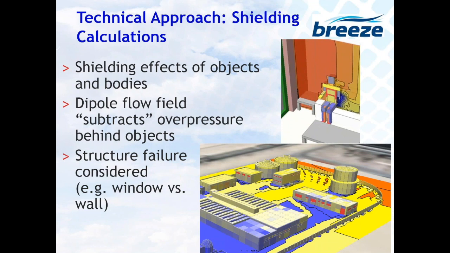An important part of how that works is that it does consider structure failure. So if you have a window that's destroyed by an explosion, but a solid wall that's not destroyed, the model is smart enough to know that the window doesn't provide shielding, but the wall does. So you'll see overpressure penetrating into buildings through broken windows, but people standing behind a wall might be protected.